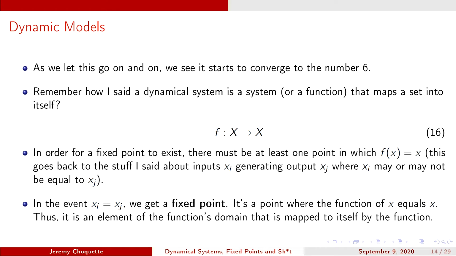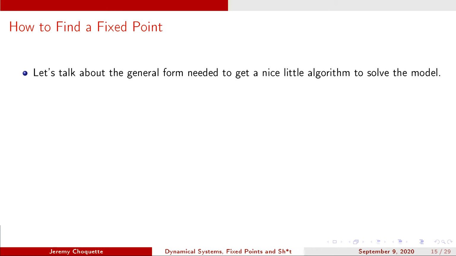Let's see. So when we get a fixed point, that's where the input is equal to the output. And it's a point where the function of x equals x. So an element of the function's domain is mapped to itself by the function, giving us an element from the range that is equal to an element from the domain.